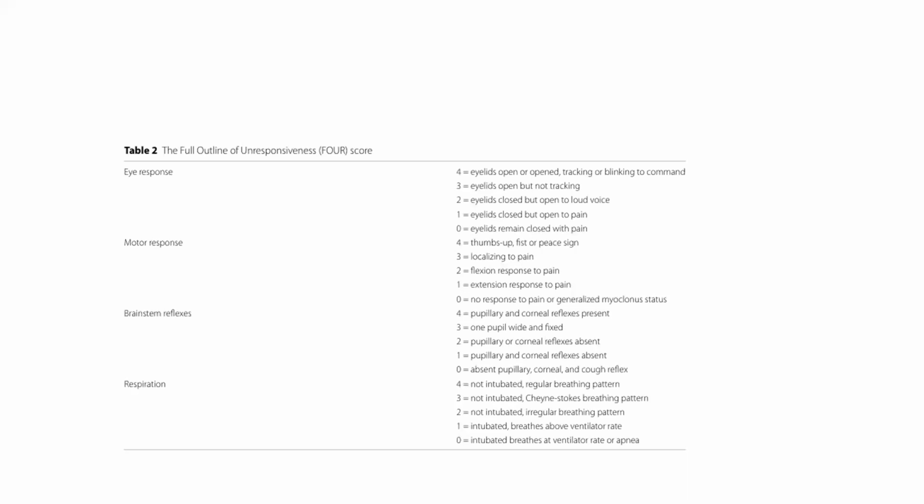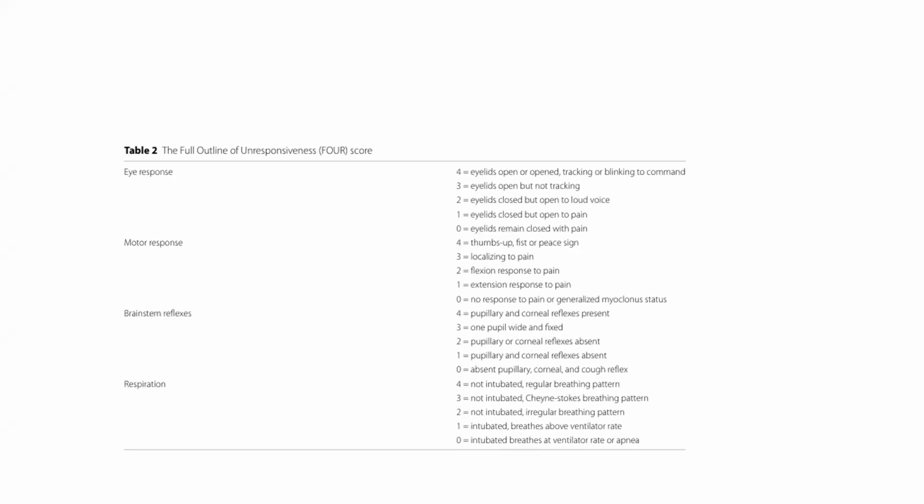Then the full outline of unresponsiveness score, the FOUR score. Eye responsiveness: 4 is given for eyelids open, tracking, or blinking to command. 3, eyelids open but not tracking. 2, eyelids closed but open to loud sound. 1, eyelids closed but open to pain. 0, eyelids remain closed with pain. Then motor response: 4 is given for thumbs up, fist, or peace sign. Then 3, localized to pain. 2, flexion response to pain. 1, extension response to pain.